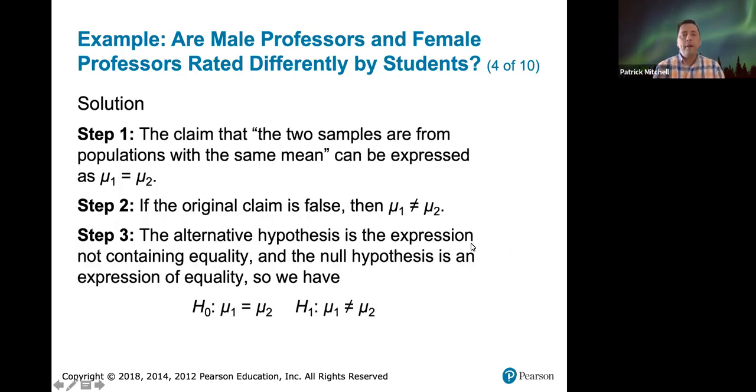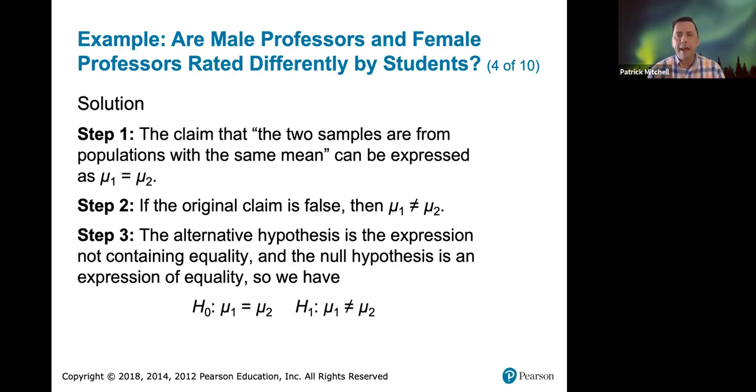So the first step is to look at the original claim. The claim is that the two samples are from populations with the same mean. So we're going to express that claim as mu sub 1 equals mu sub 2. Second, we write the opposite of that claim. If that claim is not true, then that means mu sub 1 does not equal mu sub 2.